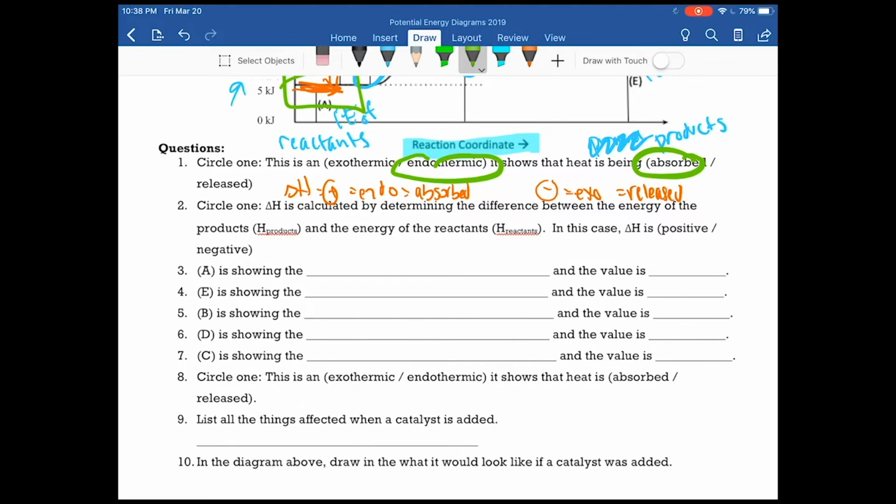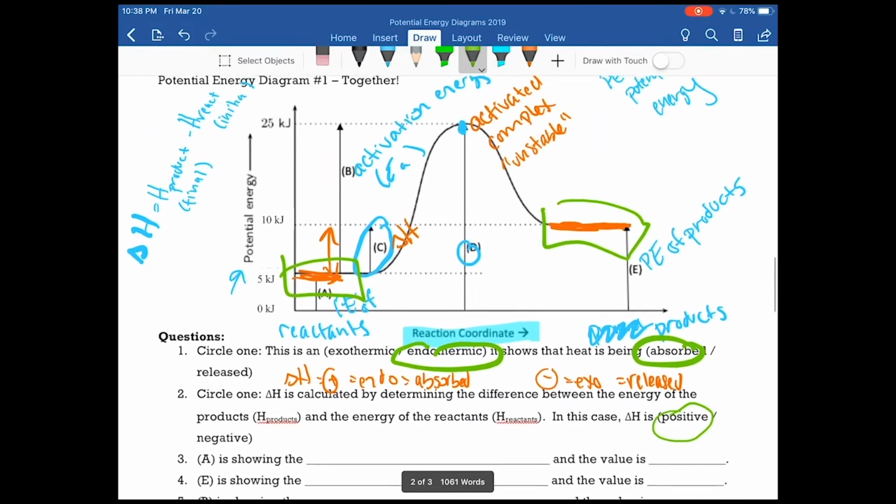It says delta H is calculated by determining the difference between the energy of the products and the energy of the reactants. In this case, delta H is. So again, like I had written just above this sentence, if you have a positive delta H value, it means you end higher, that is endothermic. If you have a negative value, that is exothermic, and heat is released. So in this case, our delta H is going to be positive. Positive, yes. It's an endothermic reaction. So therefore, it is positive delta H. Again, we'll calculate that value, so if you're a little bit confused now, don't worry. So let's jump down to number 3.